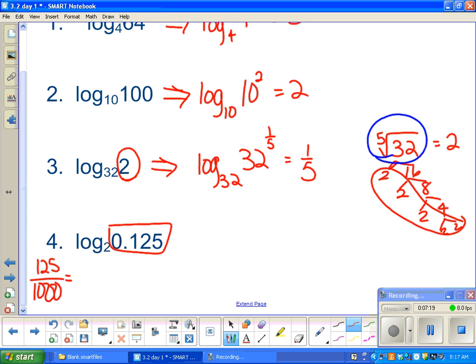Okay, so they're both divisible by 125, so that becomes a fraction of 1/8. So I can rewrite this as log base 2 of 1/8. Well, that doesn't help me because my bases don't match. So how do I make 1/8 to a base 2? Well, it's a fraction, so I probably have a negative exponent. 2 to the third is 8, so it's going to be -3. So my answer will be -3.